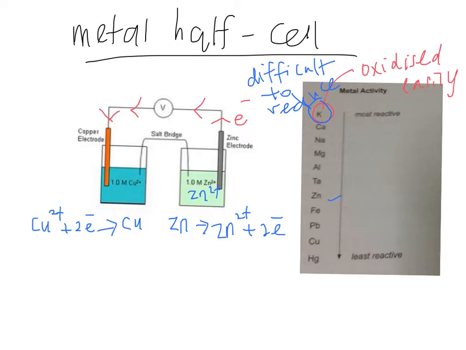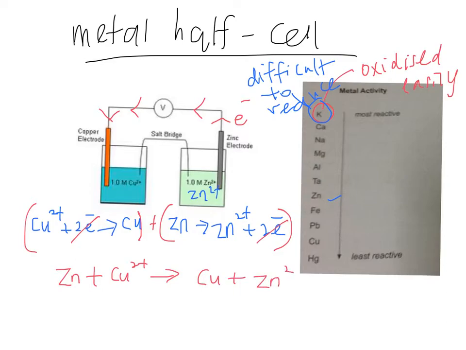Sometimes writing the half equation itself is not enough because you are also required to write the overall equation of this entire metal half cell. So to write the overall equation, all you need to do is combine the two equations together. We have zinc plus copper ions. The electrons are going to be cancelled out, yeah? Producing copper plus zinc ion. As simple as that.